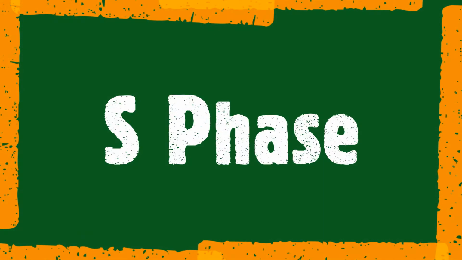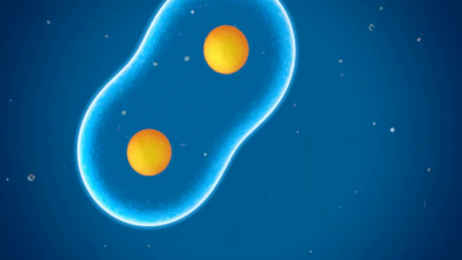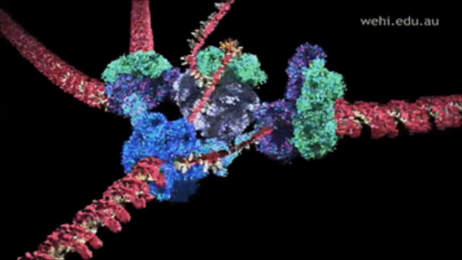Feel free to pause the video and take notes. Let's move on to the next part of interphase. The part after G1 phase is S phase. During S phase, a copy of the cell's DNA is produced so that the one cell can become two cells. The replication of the cell's DNA happens inside the nucleus.